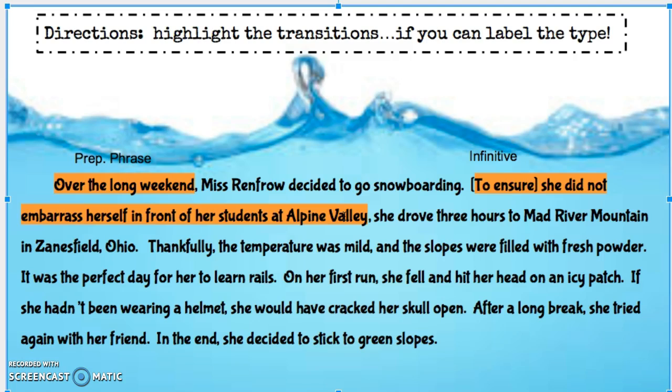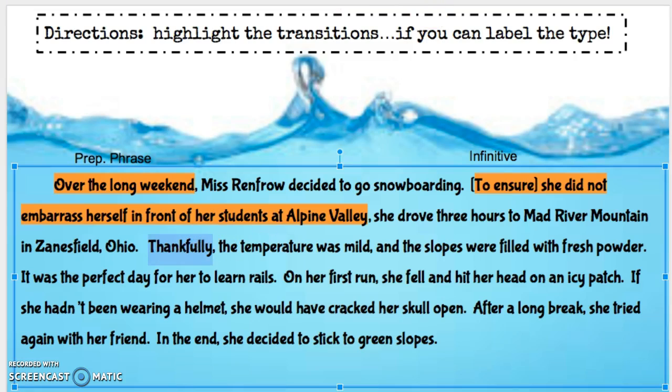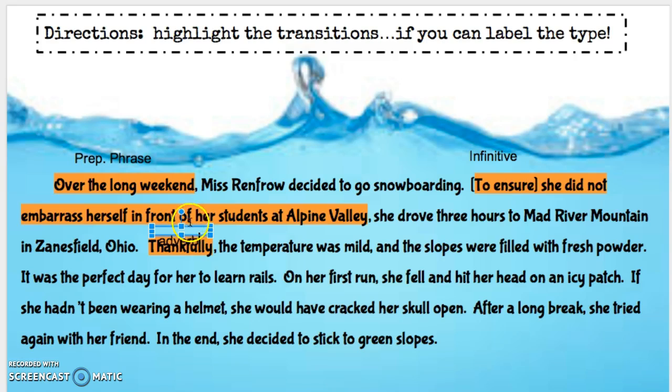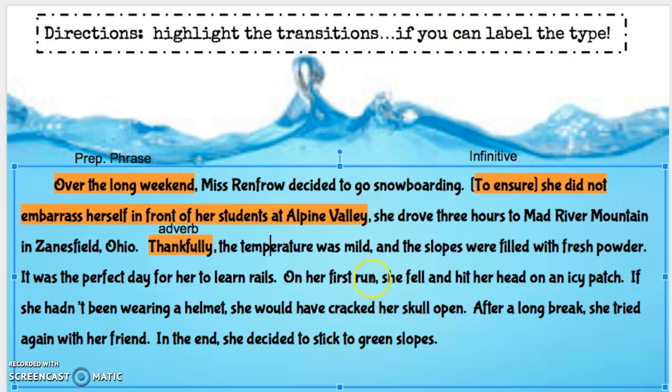Okay, so at this point we should have gone through and highlighted any transition. So any kind of group of words that are coming at the beginning of your sentence that's set off by a comma. So if I read my next sentence, thankfully the temperature was mild and the slopes were filled with fresh powder. So I see another comma and I see the word thankfully. That is going to be an adverb. So I'm going to write adverb above it. Let's go to the next sentence. On her first run, it's another prep phrase, and that's a transition.